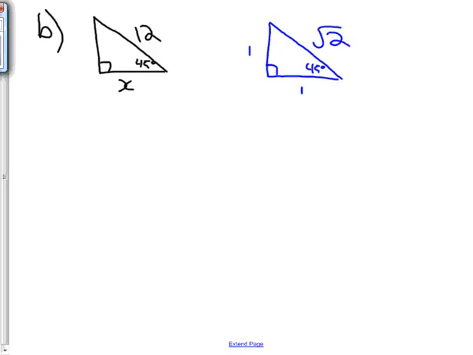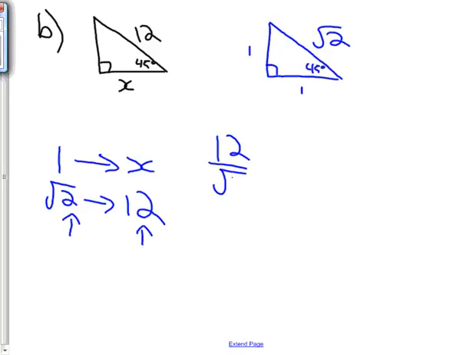So every 45, 45, 90. What does our 1 match up with? And what about root 2? What times root 2 gives us 12? In order to find that, you take this number here and divide it by this number here. So we go 12 divided by root 2. You have that root on the bottom. We don't want that.